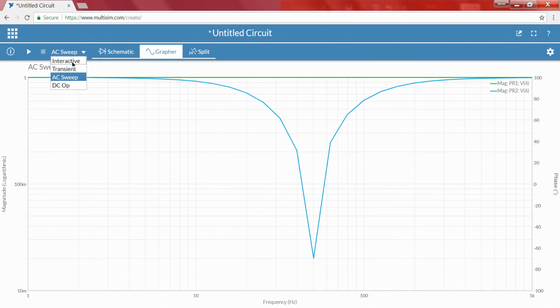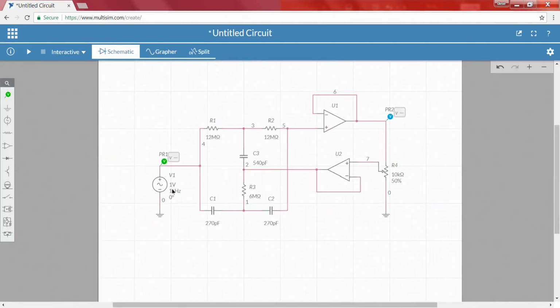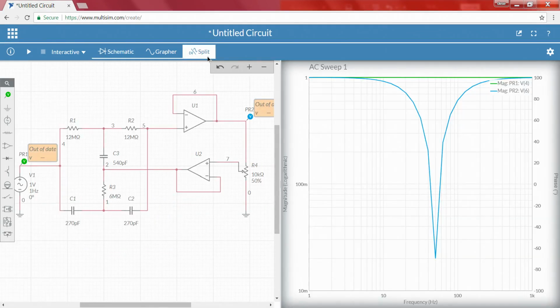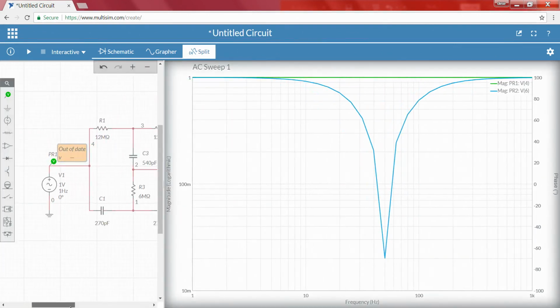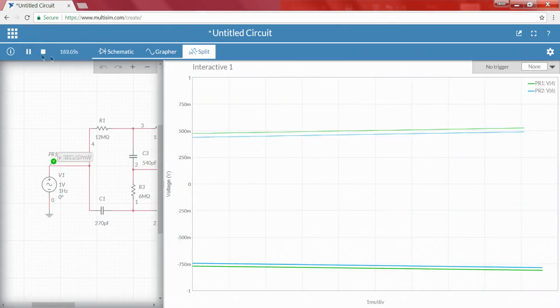So, rather than going to AC sweep, we will go to interactive and try to change the frequencies slowly from 1 hertz up to 100 hertz, which is more than enough, and we will put it in split mode. Now, if we observe, let me run. Right now it is 1 volt, 1 hertz.